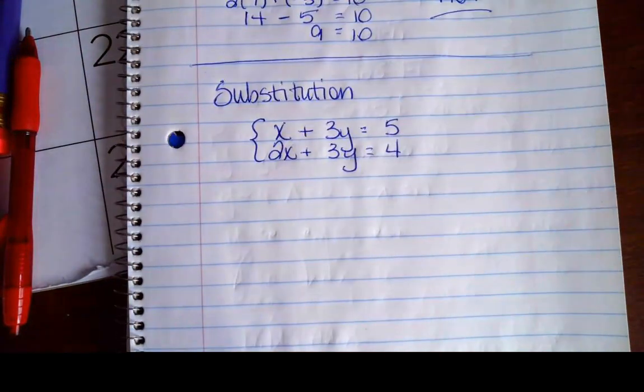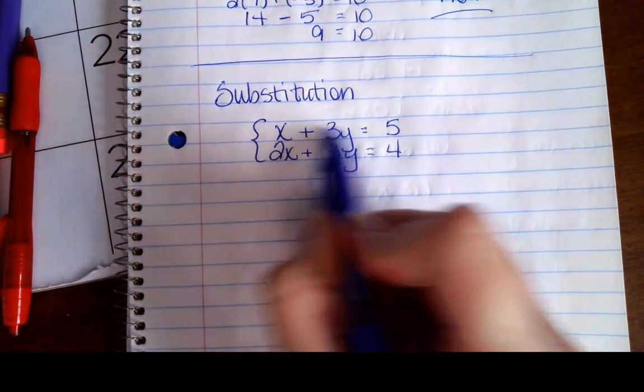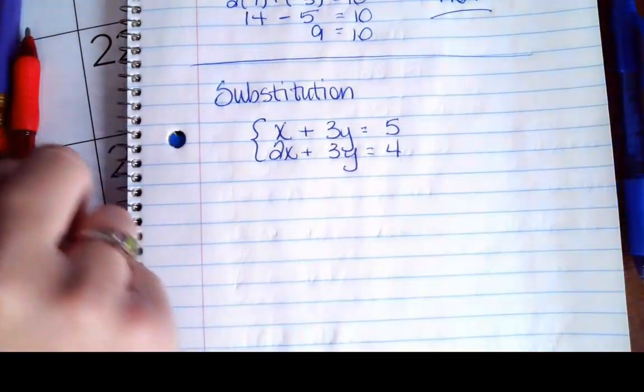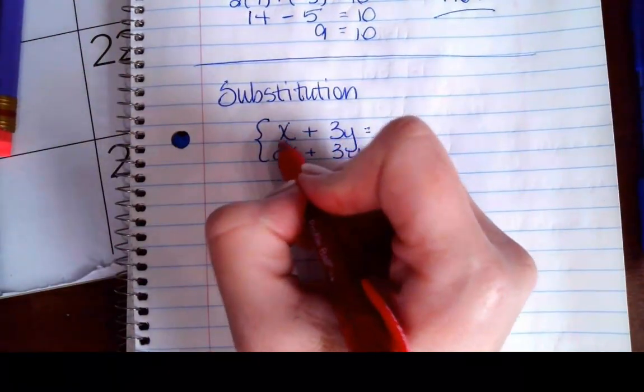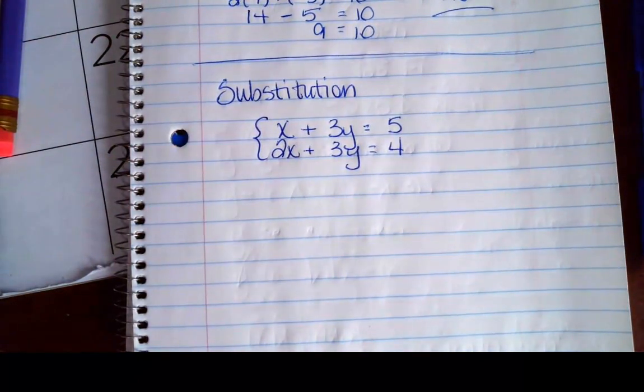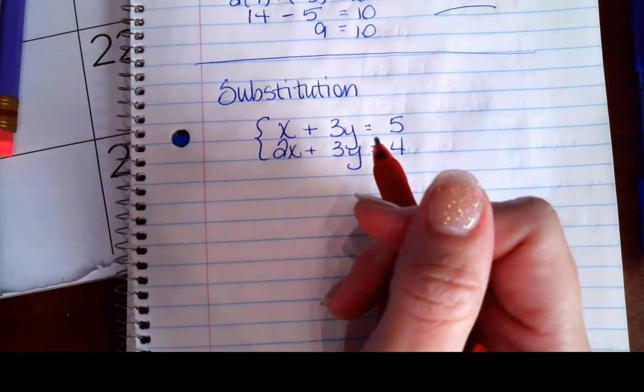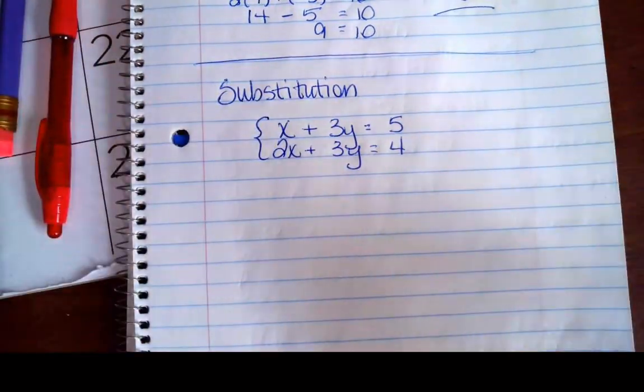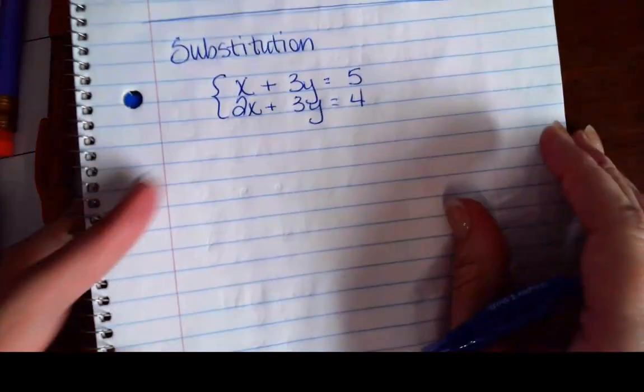So now that we know what it means to see if a point is a solution or not, we're going to actually find a solution. In this case, we're going to use substitution. If you'll notice, in the top equation, I really like the fact that this x is just sitting here by itself. It doesn't have a coefficient. It's just 1x. So this is going to be pretty easy to use substitution with.